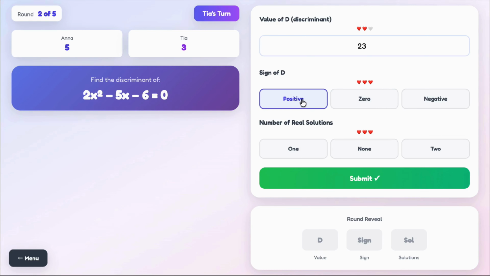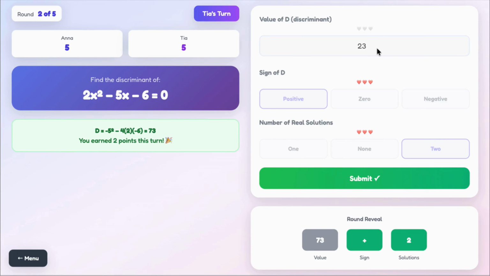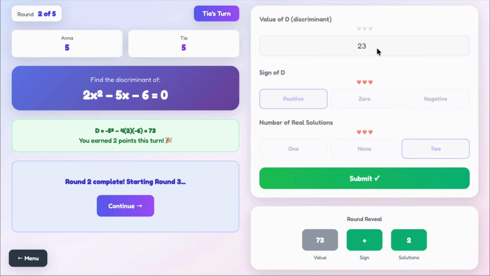It should be a positive, so let's check that. And there's two real solutions. Let's check that. And, oh, I guess I lost all my hearts there. I didn't get a chance to do it again. I was going to show you how it worked if you got it all right. All right, it's all tied up.